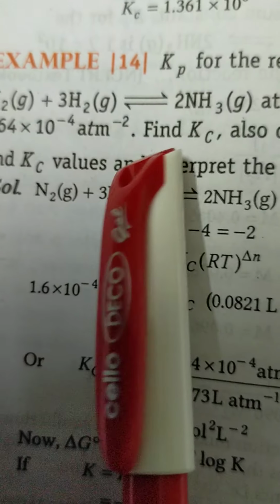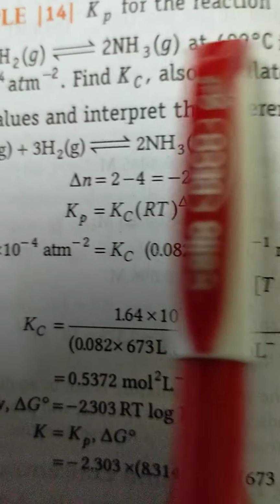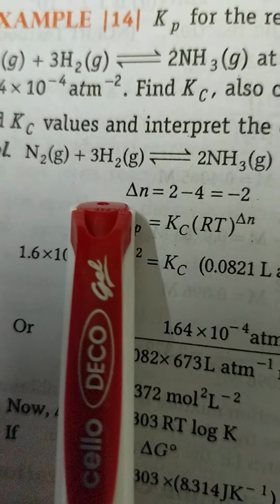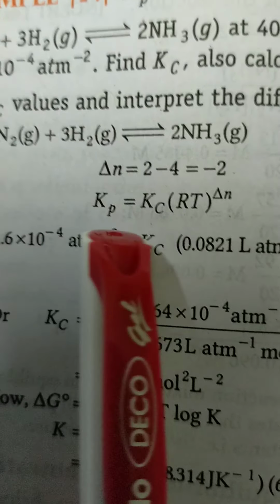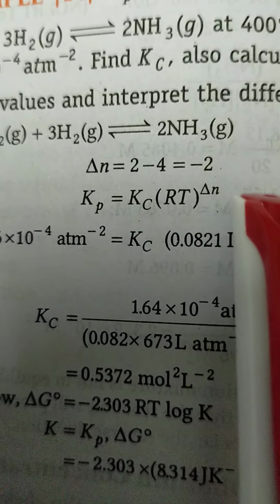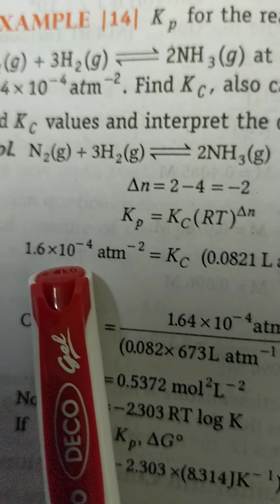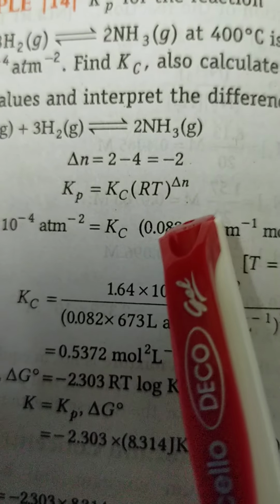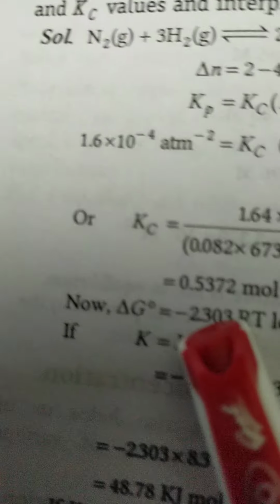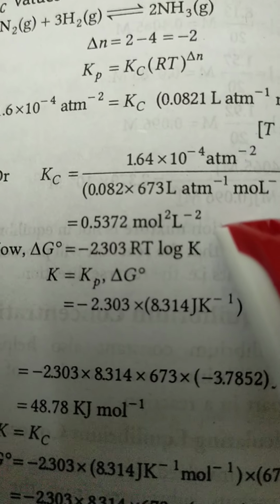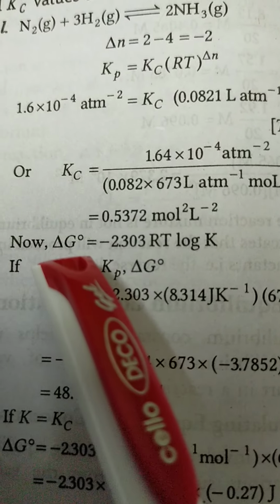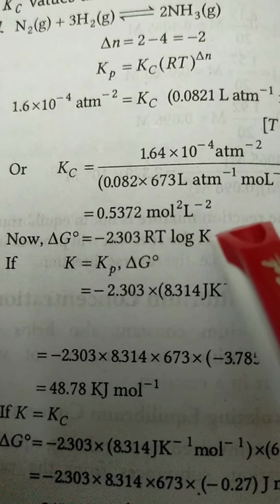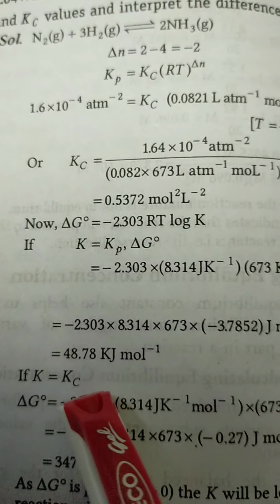Another one more sum is also given. Kp is given and Kc you have to find out. Temperature is given. Kp is equal to Kc into RT to the power delta n. You have to find out the value of Kc. So Kc is equal to Kp divided by RT to the power delta n. Now you got Kc. Substitute that Kc value here and calculate delta G.